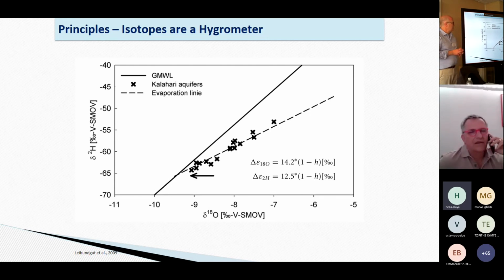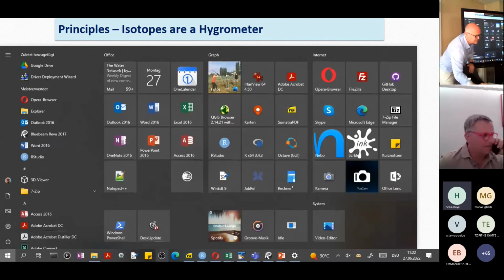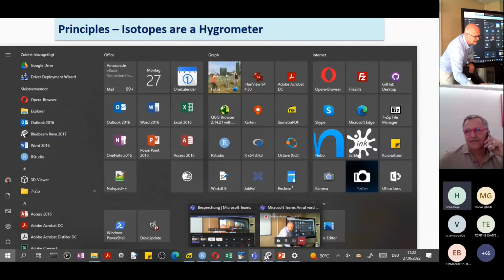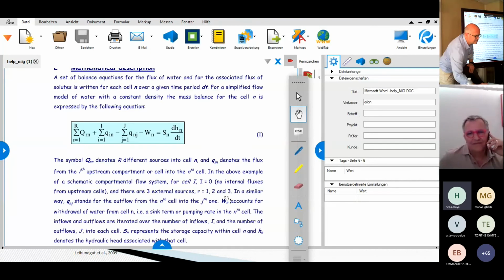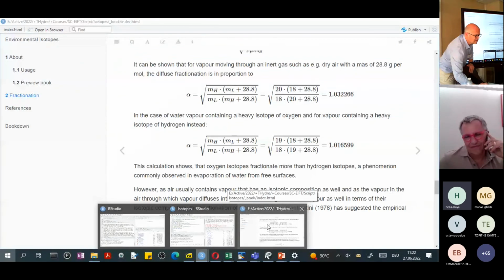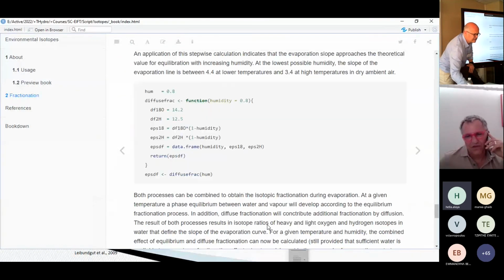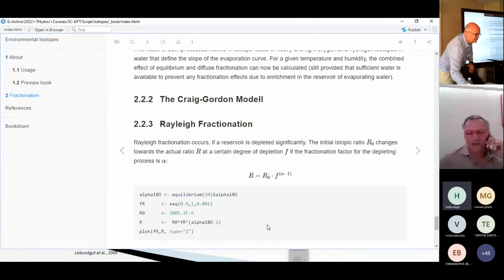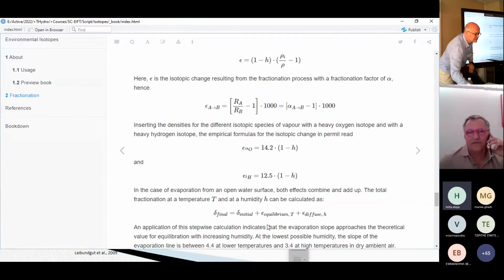Once you have evaporation, the slope will not be 8 anymore. It will actually be lower than 8, and the lower the humidity, the lower the slope is. So we can practice this afternoon. I've prepared the calculations for this in R, so that we can calculate this ourselves.